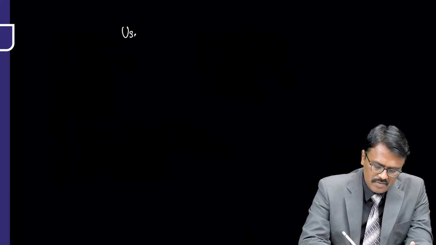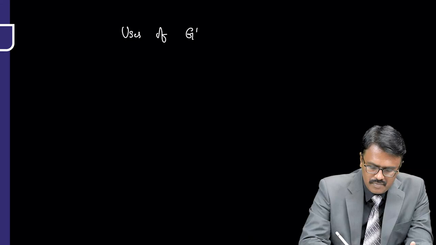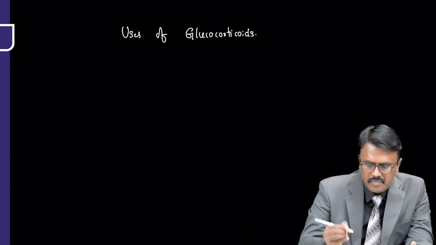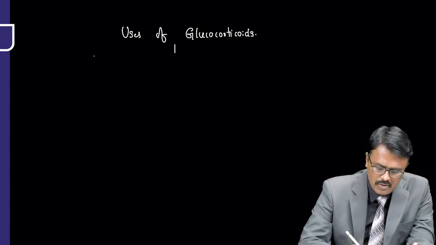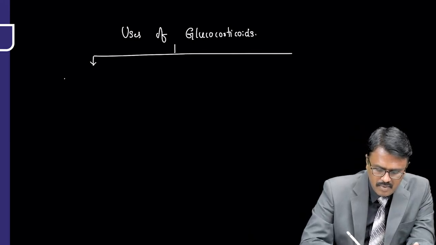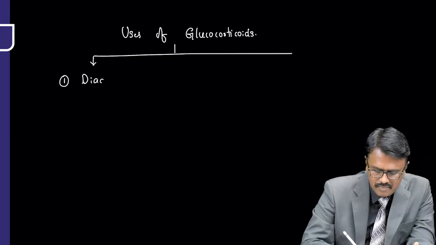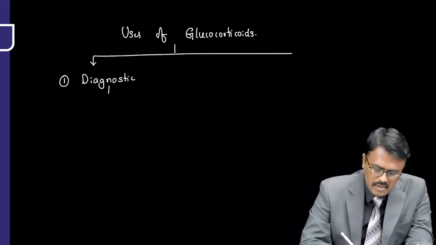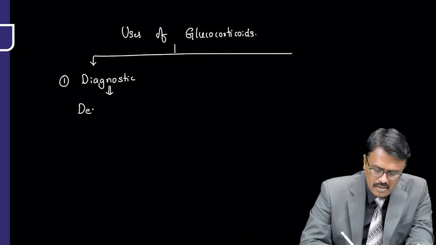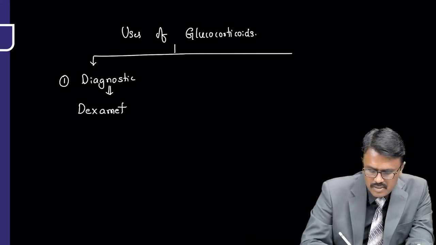Okay, so once we understood the contraindications, again let us summarize the uses of glucocorticoids. I can categorize the uses like this. Number one, diagnostic. Where do you use them diagnostically? What do you want to diagnose? We use it in a test called the dexamethasone suppression test.